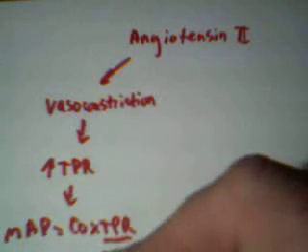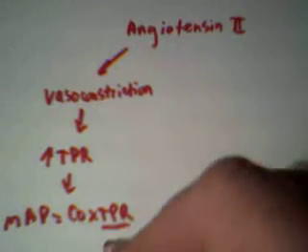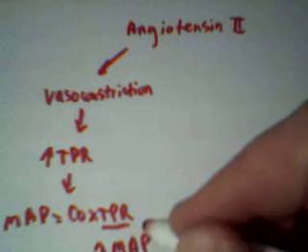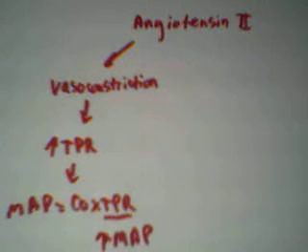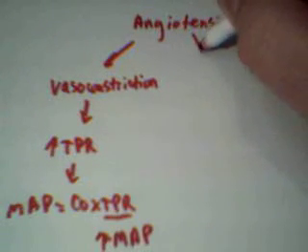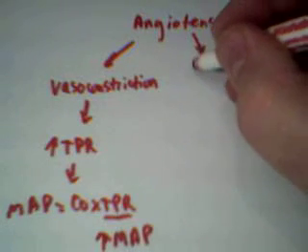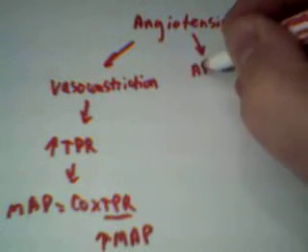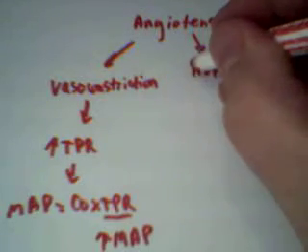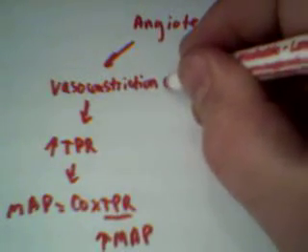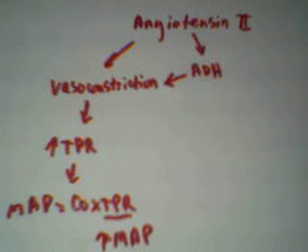So the effect here is to increase mean arterial pressure. But that's not the only thing that angiotensin II does. Another thing that angiotensin II does is it stimulates the release of antidiuretic hormone from the posterior pituitary. Antidiuretic hormone, which is also called vasopressin, will cause vasoconstriction also. And by causing vasoconstriction, we'll get an increase in the mean arterial pressure.